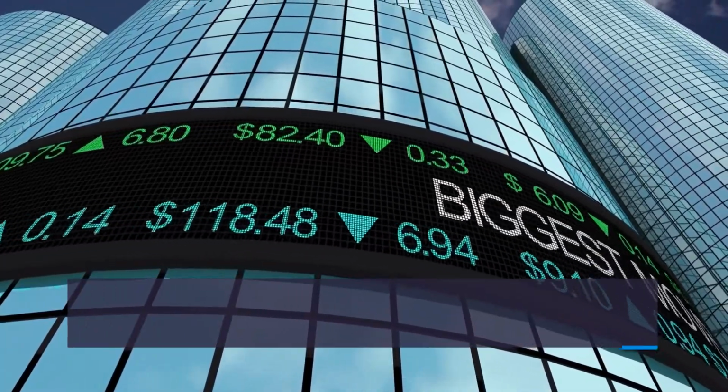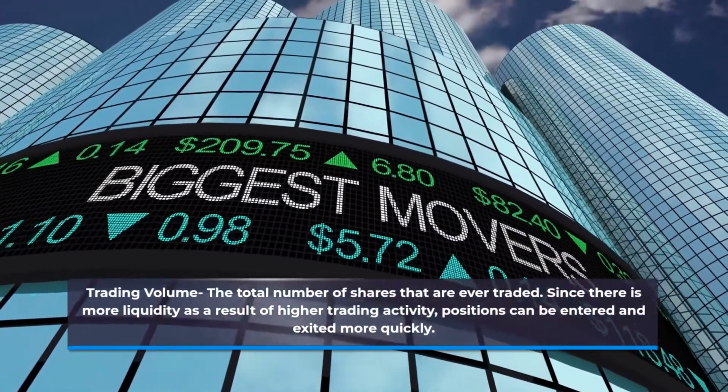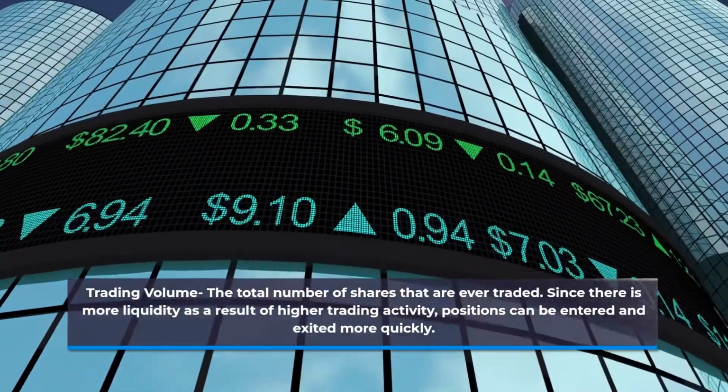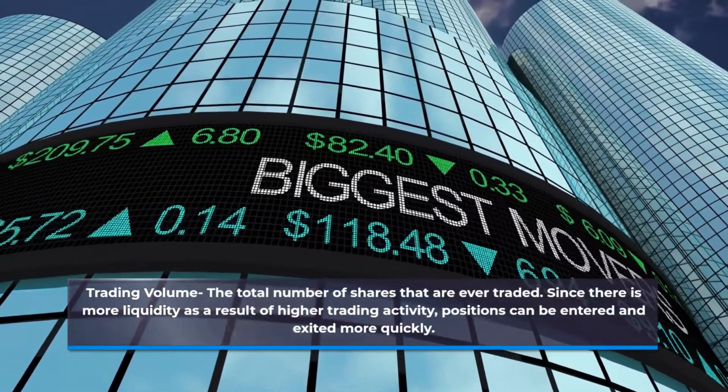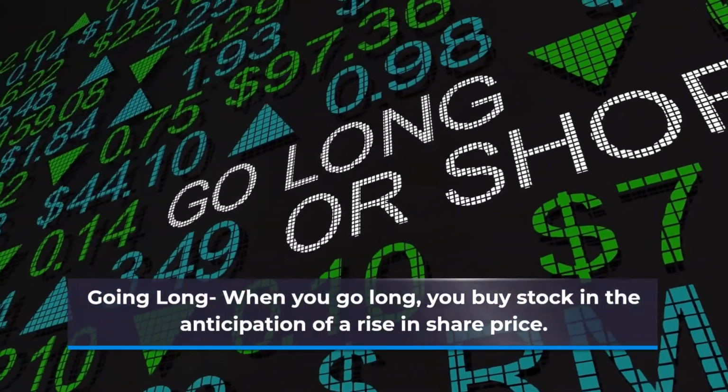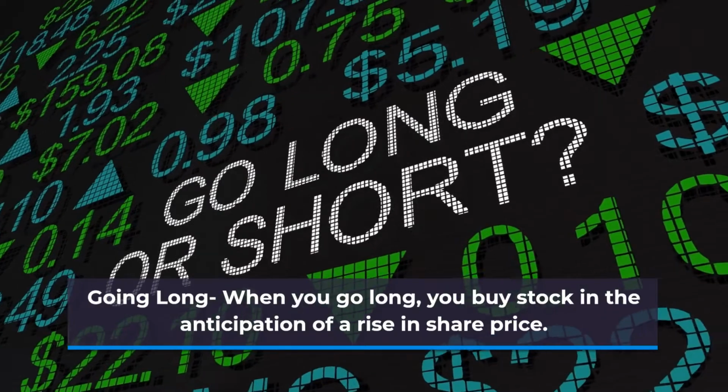Trading volume. The total number of shares that are traded. Since there is more liquidity as a result of higher trading activity, positions can be entered and exited more quickly. Going long. When you go long, you buy stock in the anticipation of a rise in share price.